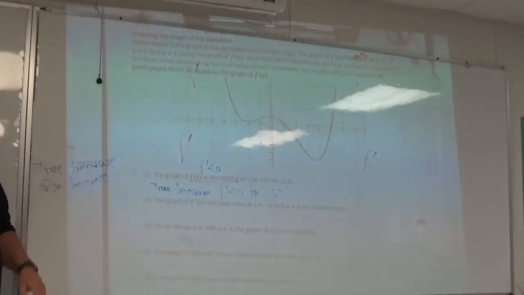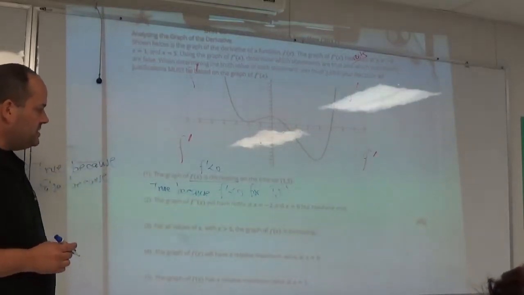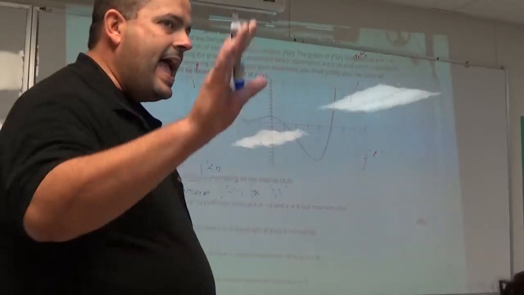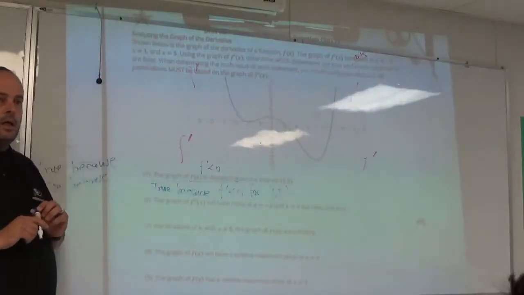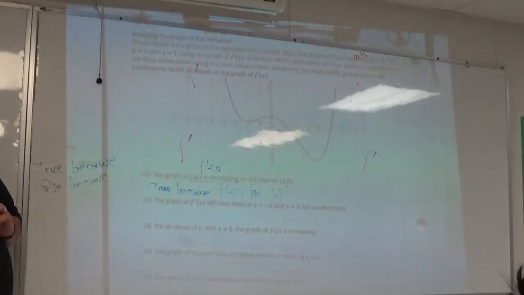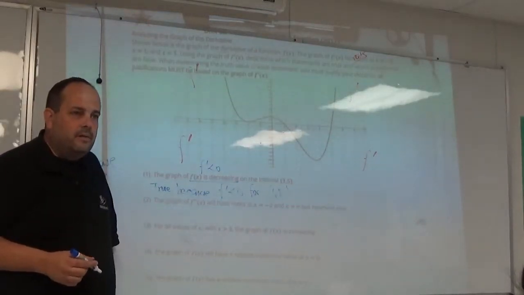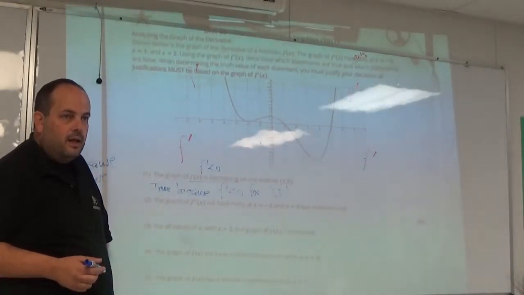All right. Number 2, this is the last one we're going to do together, and then you guys are going to get some practice. The graph of f double prime will have roots at -2 and 0, but nowhere else. F double prime. Evel, what are your thoughts here? I think it's false because it also has a root between x and x equals 4. How are you coming up with that, Evel? Because I don't disagree with you, but tell me why. I'm just looking at it like a regular graph.